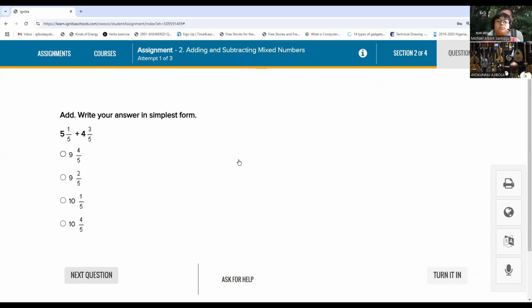Yes, Miggy. 5 plus 4 gives 9. And 1 plus 3 gives 4. So which answer should I pick? Yes? I think the fourth option. I think the first option. The first. You can see 9, then 4 over 5, okay?